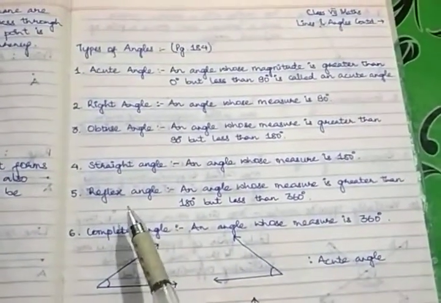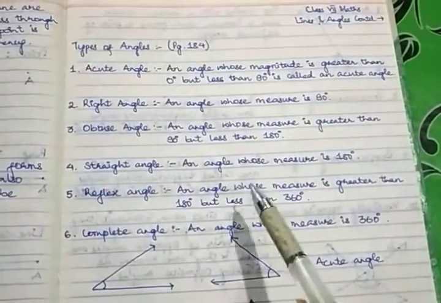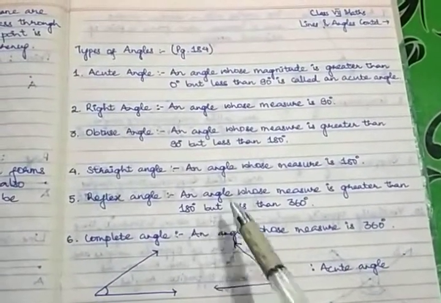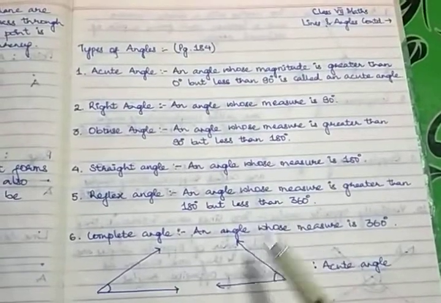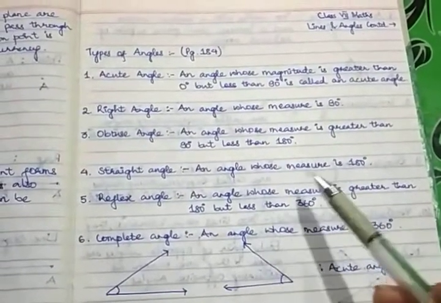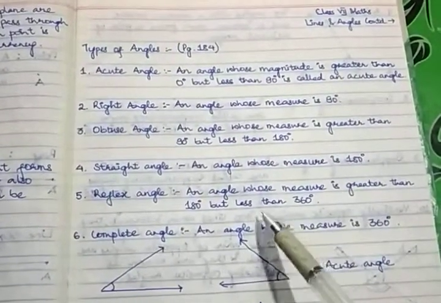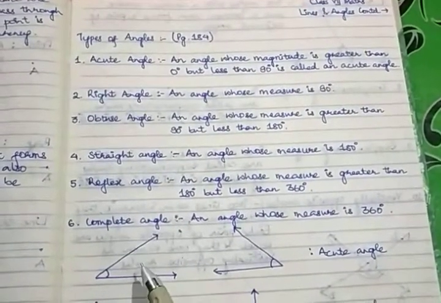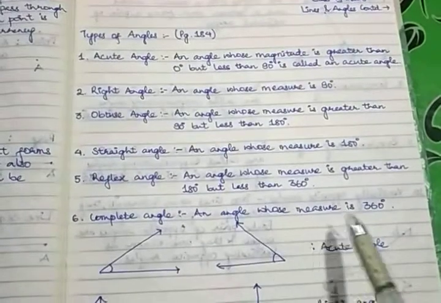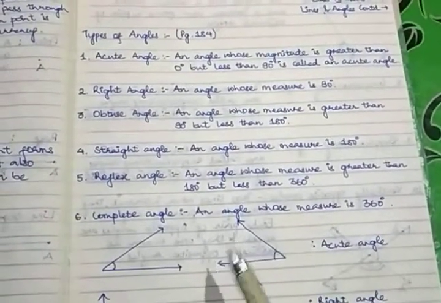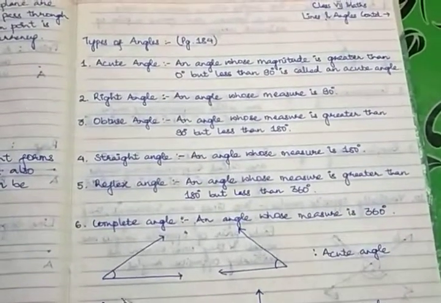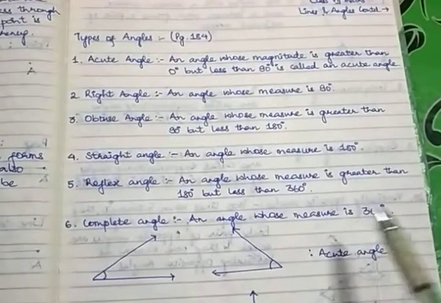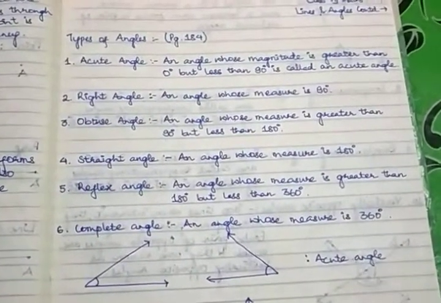Now after that comes a reflex angle. A reflex angle is an angle whose measure is greater than 180 degree but less than 360 degree. After that comes a complete angle, an angle whose measure is exactly 360 degree. Actually your complete angle is nothing but a circle. A circle is a complete angle, that is, its measure is 360 degree.